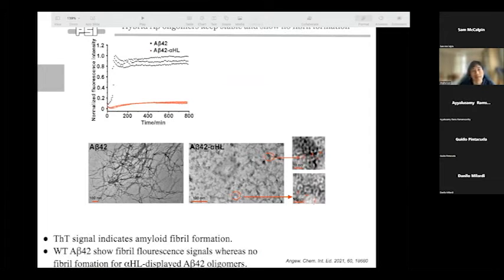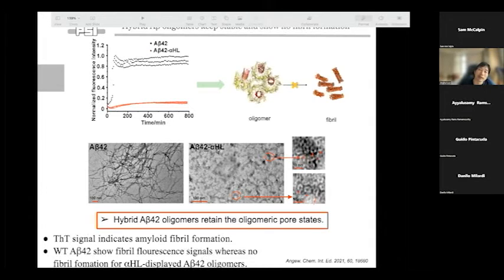So for the next step, we would like to understand the stability of those artificial A beta oligomers: can they stay for a long time? So we did a ThT assay. Here you can see the x-axis is time, the y-axis is fluorescence intensity. As you can see, wild type A beta can form fibers easily after a few hours, but for A beta 42 alpha hemolysin, the fluorescence signal is much lower. Further, we used EM to confirm whether there is any fiber formation for the A beta 42 alpha hemolysin hybrid construct. We are not able to see fiber formation, but we do see very clear, stable pore structures here. So you can see the hybrid A beta sequence can form oligomers, but it will not develop into fibers.